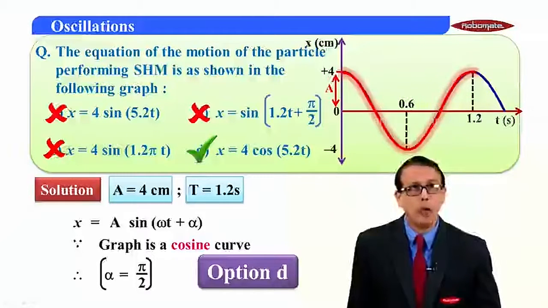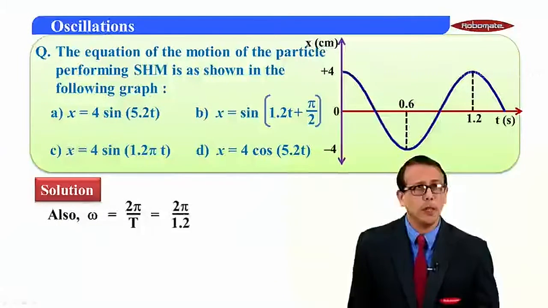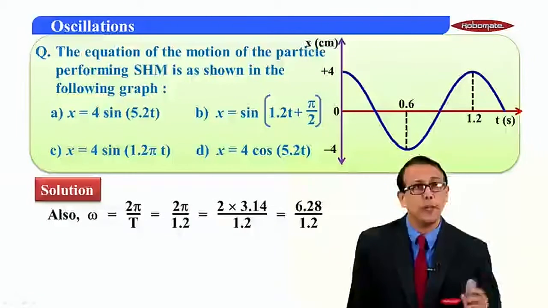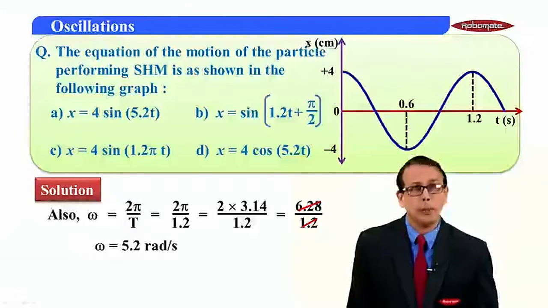Now, we can also prove how come it is 5.2t. As I told, the coefficient of t is always omega. That means, let's find omega first. As we know, omega is 2 pi by T. Let's put the value of T, which is 1.2. 2 pi is 2 into 3.14 upon 1.2, which is 6.28 upon 1.2. Now, students, if I divide this, 1.2 into 5 is nearly in the range of 6. Of all 4 options, the nearest option is 5.2. So, no doubt omega will be 5.2 radians per second.